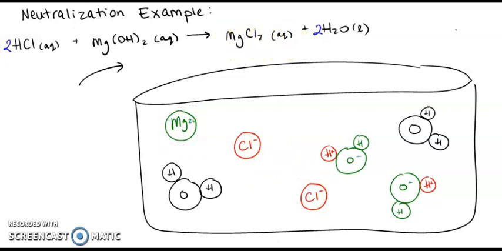And this solution is neutral because the number of hydronium ions and hydroxide ions are even. Even if 2 of these water molecules collided, what would result would be a hydronium and hydroxide ion, which would still keep this ratio equal, which would keep this solution neutral.